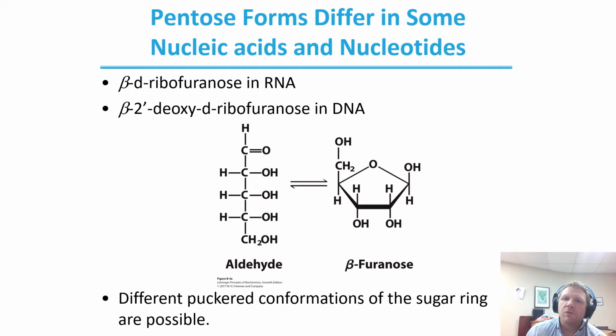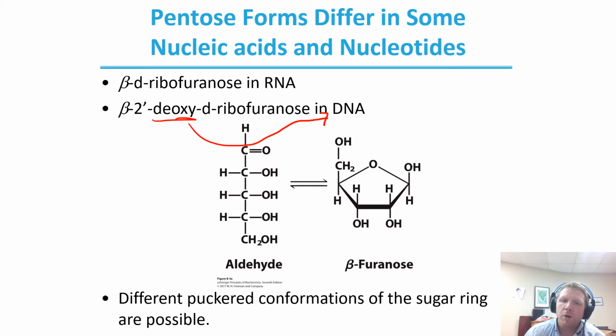Pentose forms differ in some nucleic acids and nucleotides. For instance, beta D ribofuranose is found in RNA, whereas beta 2 prime deoxy D ribofuranose is found in DNA. So deoxy is where the D in DNA comes from.